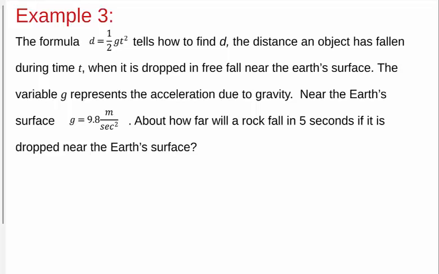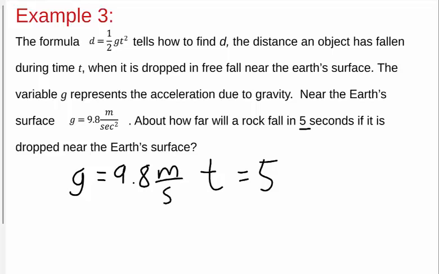So let's make a plan. Let's see what we know. We know that g is equal to 9.8. We know that t, time, we're wanting 5 seconds. Let's put units just so we know. I'm just going to put s for seconds, s squared, and t is 5 s.